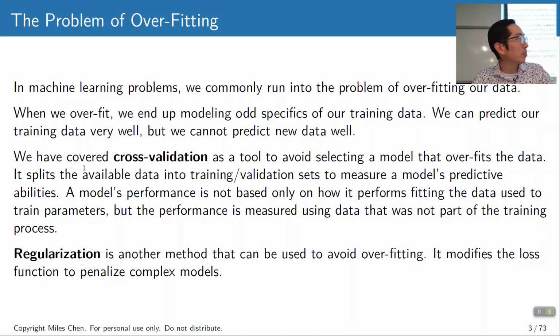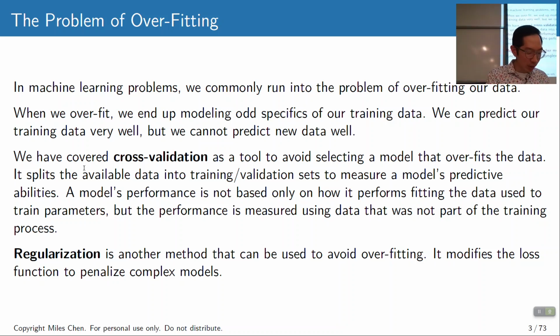So on Monday we looked at cross-validation as a way to pick which model is the best, quote, best model, or the model that's going to make good predictions. One of the reasons why we do cross-validation is because we want to avoid this problem of overfitting, okay? In overfitting, you end up including as part of your model weird little details that exist in your training data, but don't actually generalize to the population, right?